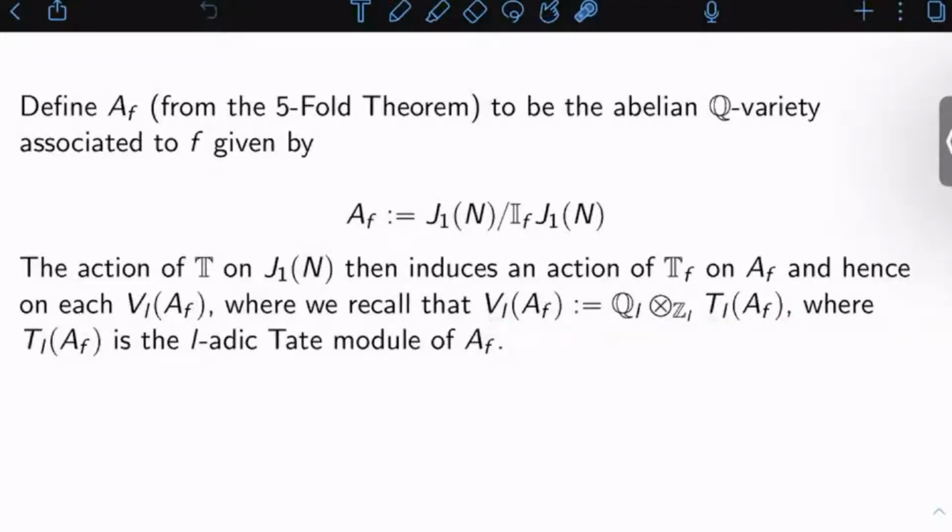And of course, once you have an action of T_f on A_f, you're going to have an action of T_f on the Tate module of A_f as well, because these actions will preserve various torsions. Okay, and then by tensoring up to Q_l, you maintain that action. That's all that's going on here. So there is an action of T_f on the rational l-adic Tate module, which I'll call V_l of A_f, for each l.